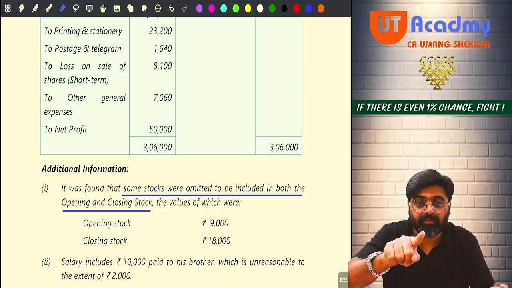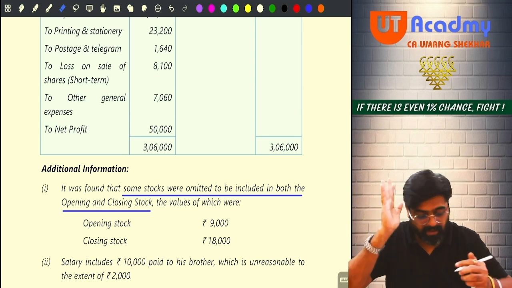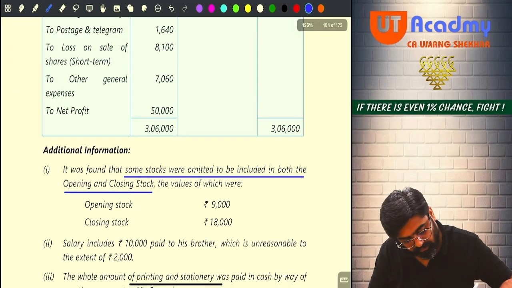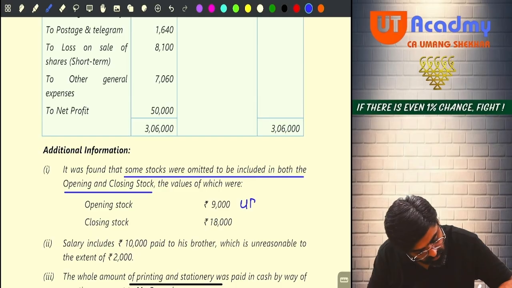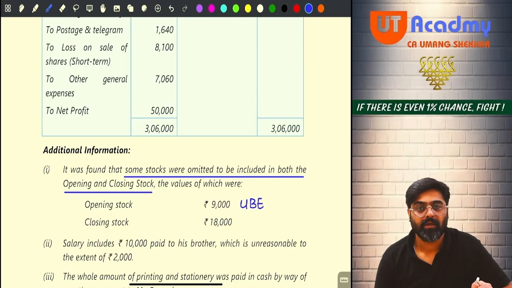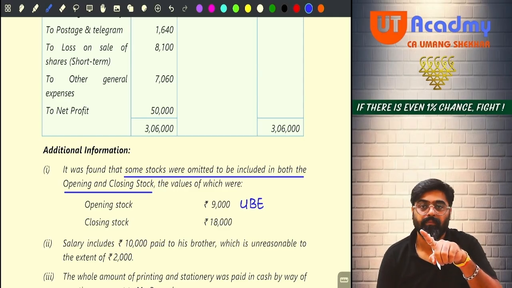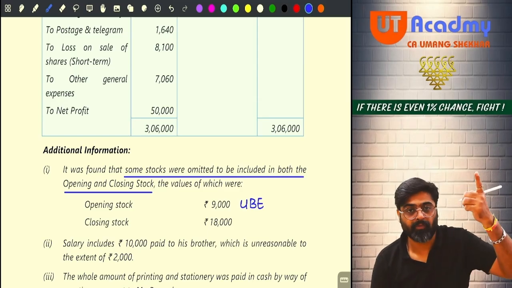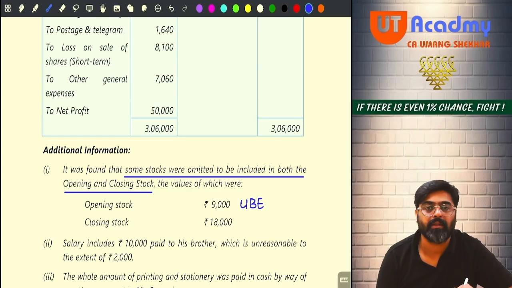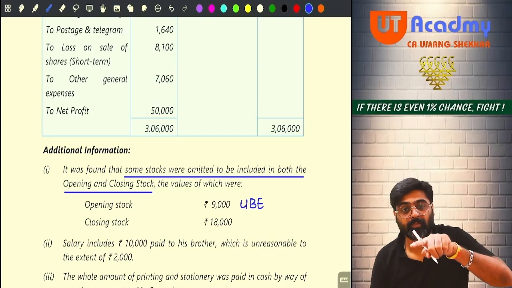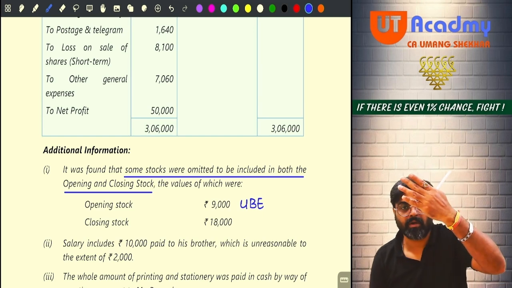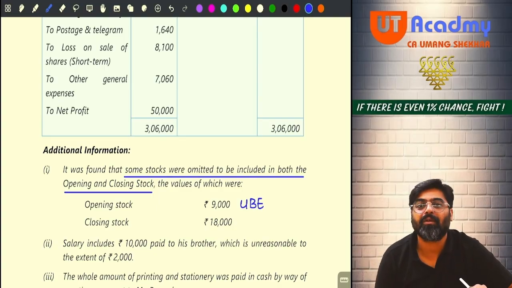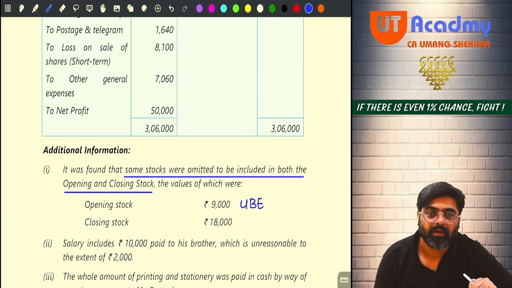Unrecorded business expense, UBE, 9,000. Did you understand the thing which I told you? This 9,000 is UBE. This is an expenditure which should have been debited to P&L but was not debited to P&L. Because of that, the profit is higher by 9,000. I will reduce the profit by 9,000 by considering this as an expense related to business which was not recorded. So I will now reduce, then the effect will be rectified. Yes or no?